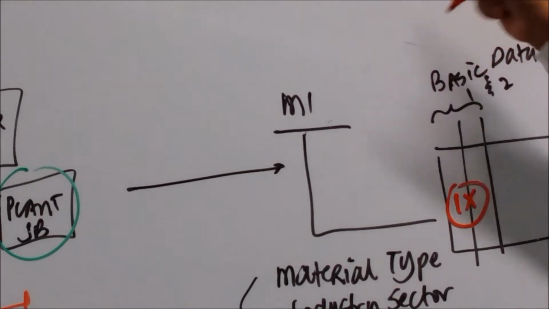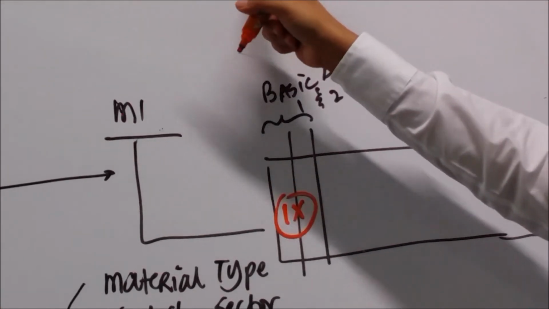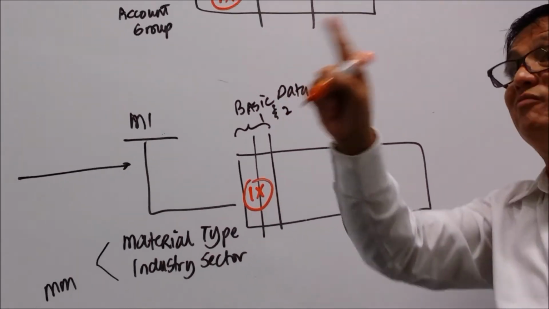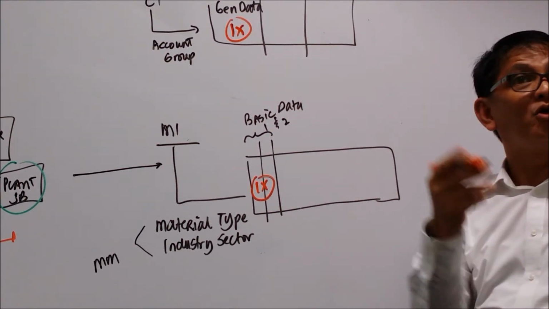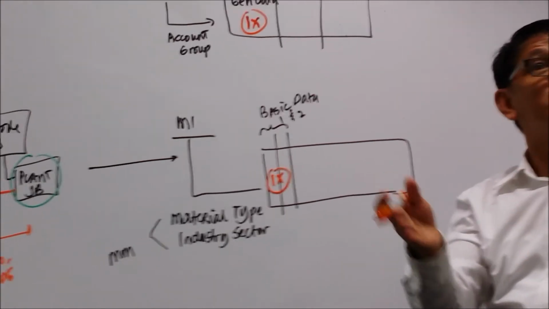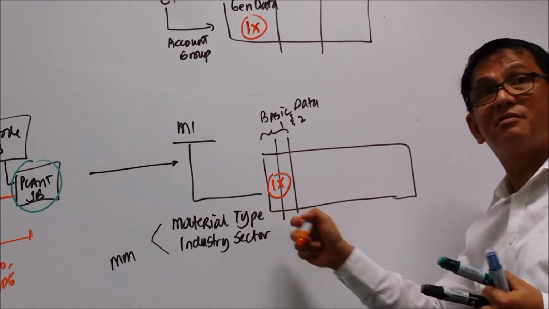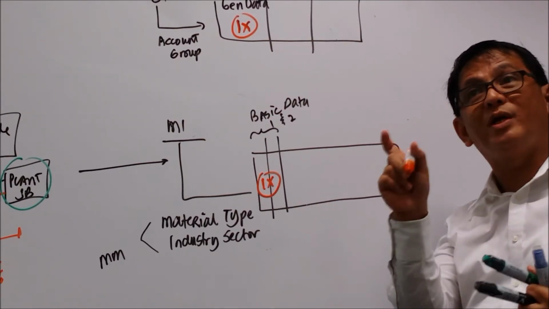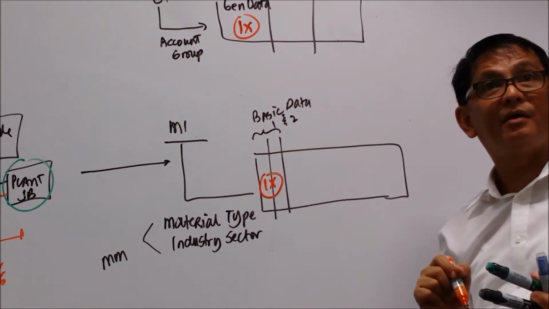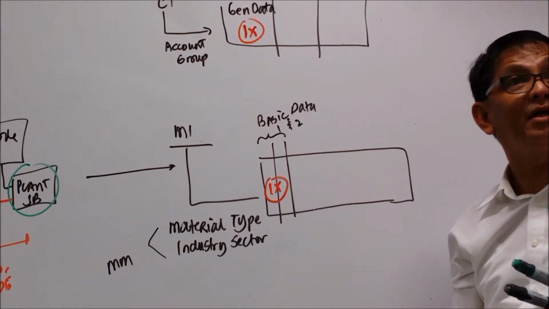It means for your customer master, the general data view will always have one version at any point in time. Are you allowed to make a change on that? Yes, you are. The same as this. If you want to see the basic data 1 and 2, it will always have only one copy. You cannot have more than one.